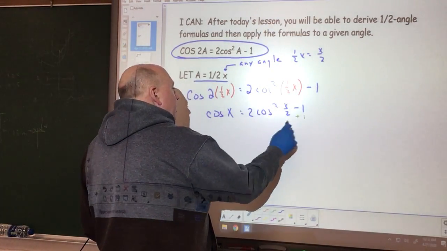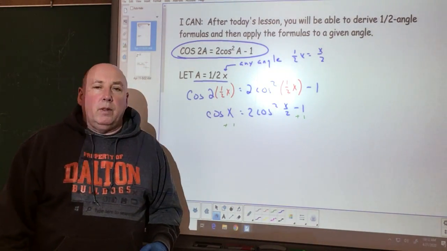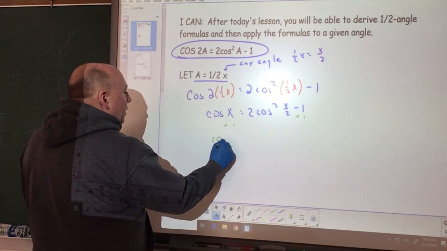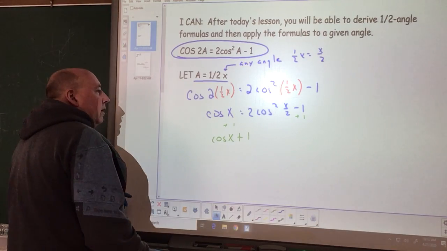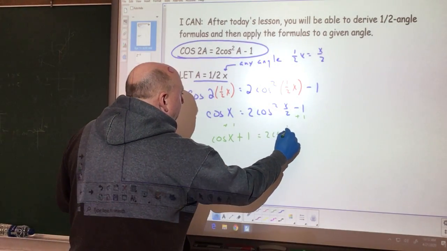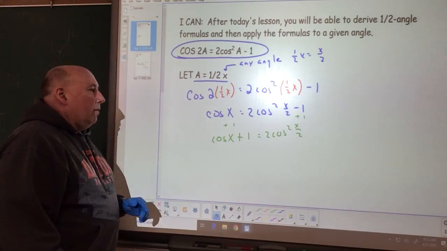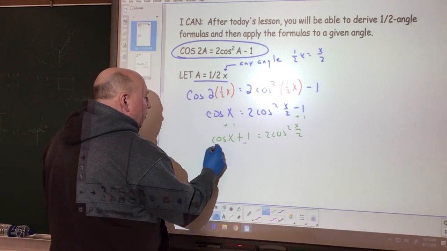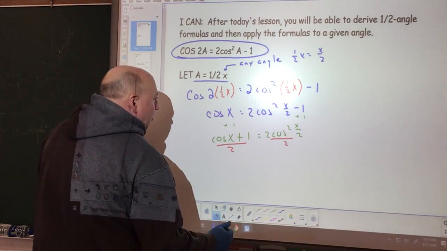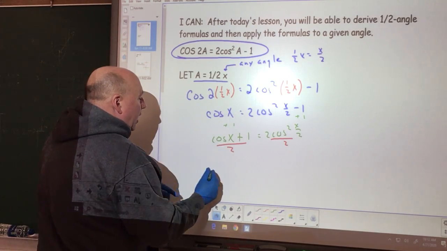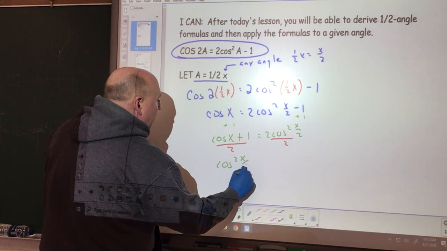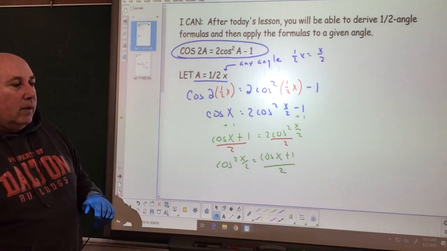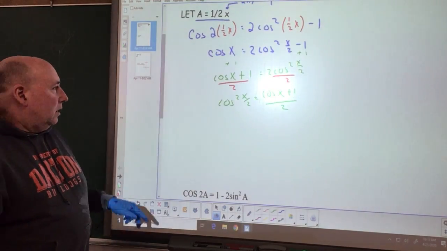Now, if we add 1 to both sides, what we are left with is cosine of x plus 1 is equal to 2 cosine squared of 1/2 x. This is multiplication by 2, so we can divide both sides by 2. I'm going to switch these around. Cosine squared of x over 2 is equal to cosine of x plus 1, all divided by 2.